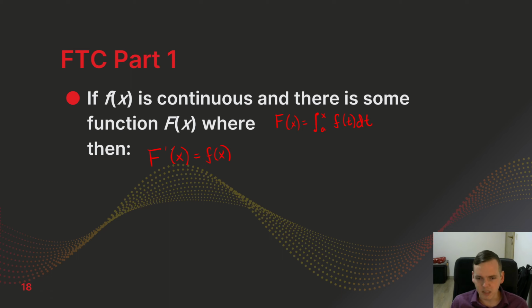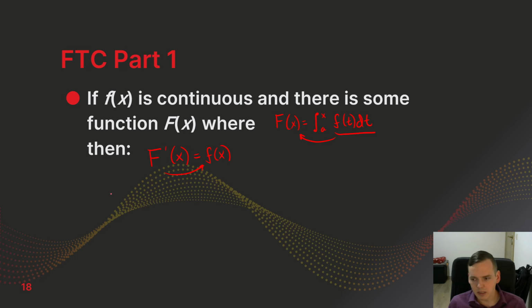But all this is basically saying is the derivative is the opposite of the integral, and the integral is the opposite of the derivative, right? We had f of t, little f. When we integrated it, we got big F. When we took the derivative, we got back to little f. That's the idea here.